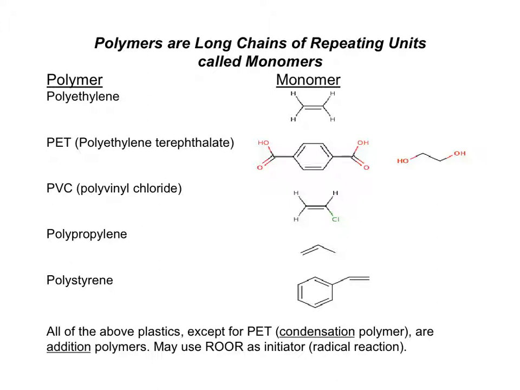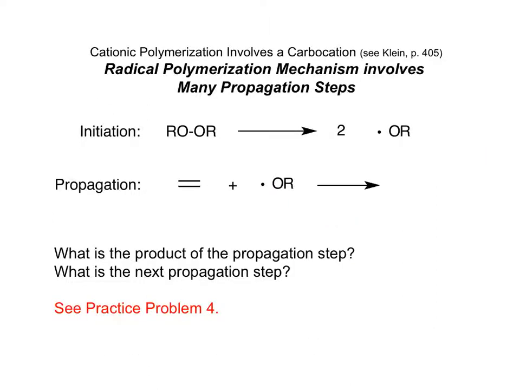Here are the structures of the alkene monomers from which each plastic is made. For example, ethylene is the monomer to make polyethylene. Propylene is the monomer used to make polypropylene. Many of these plastics are made by a radical reaction. And organic peroxide is used as an initiator in these polymerization reactions. We've seen this initiation step in the anti-Markovnikov addition of HBr to an alkene.